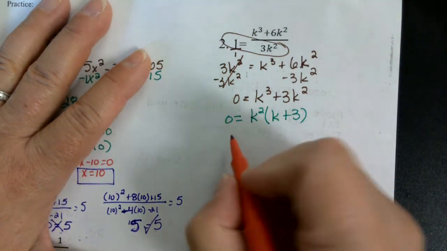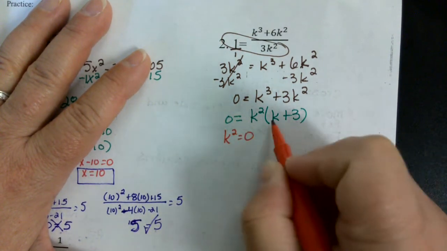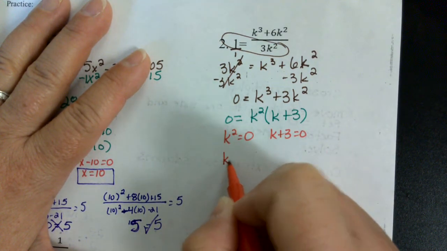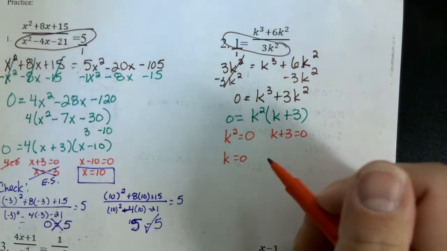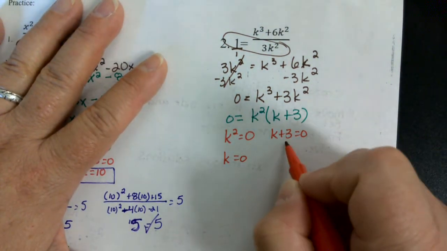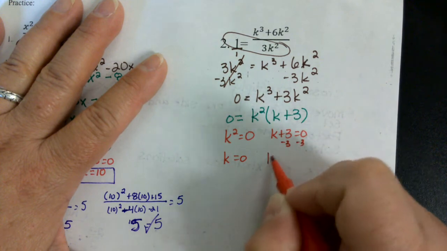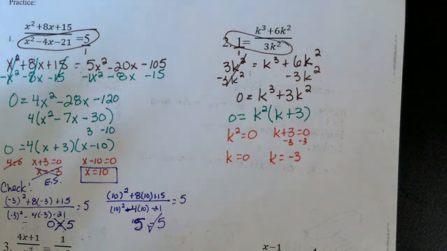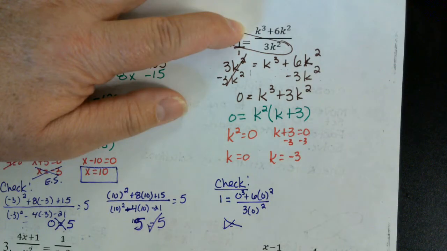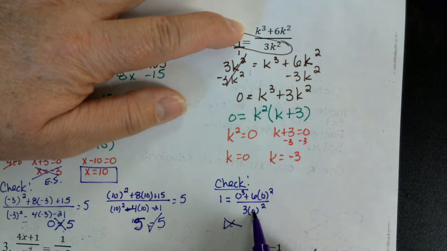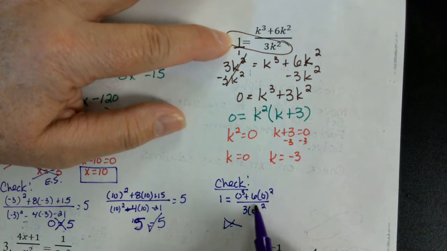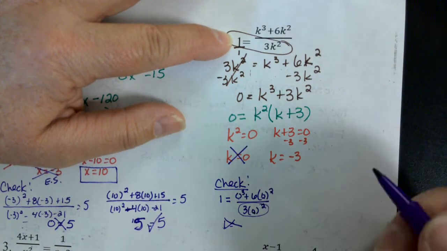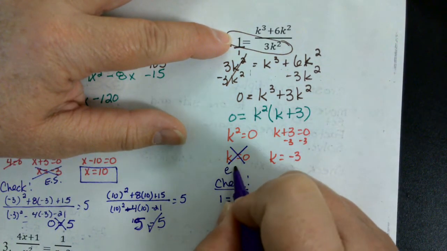So now I will set each factor equal to 0. So if I just take the square root of both sides here, I get 0. There's no plus or minus 0 because 0 is just 0. And if I subtract the 3 here, I get k equals -3. And so now it's time to check. So I substituted 0 into the equation. And again, I end up with 0 in the denominator, which is undefined. So that means 0 is an extraneous solution.